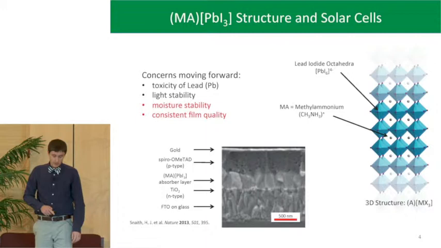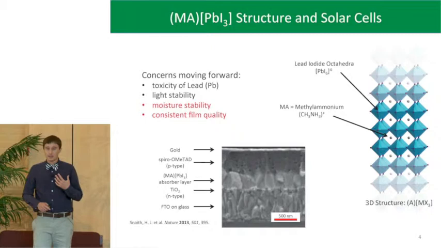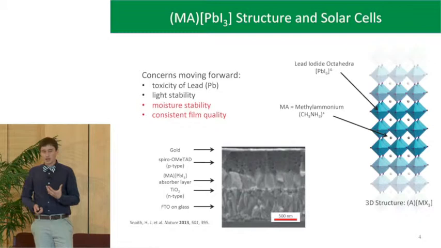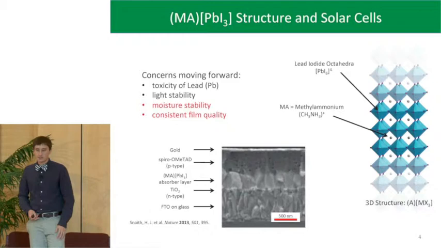This material is very nice. It has a very good band gap for solar cells, around 1.6 eV. And it's a direct band gap absorber, which means that it absorbs a lot of light for a very small amount of material. So because of that, you can form thin film devices. And so this is an example of an architecture here for a device.